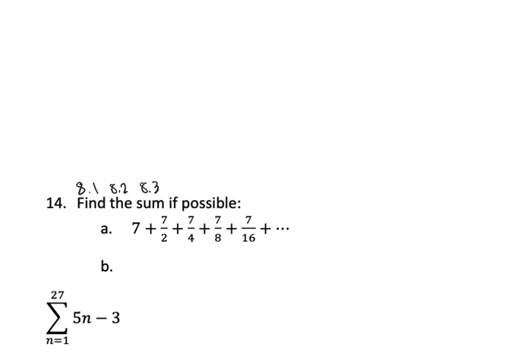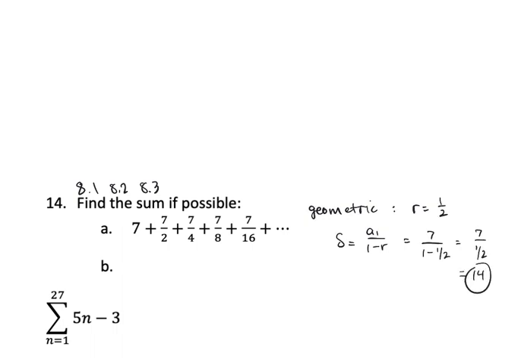The other thing to remember is in order to use the infinite sum formula, the common ratio has to be less than 1. And here the common ratio is 1/2. So this is geometric because we have a common ratio of 1/2, and that is definitely less than 1. So the infinite sum is the first term divided by 1 minus r. The first term is 7. So it's 7 divided by 1/2, which is 14.